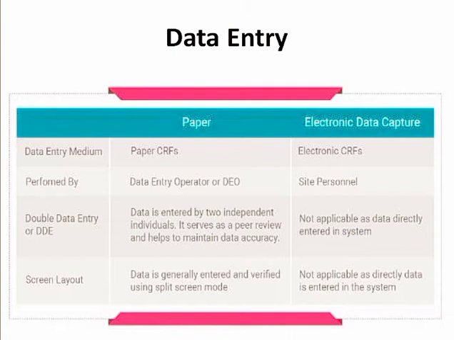Double data entry, or DDE: in paper format, the data is entered by two independent individuals. It serves as a peer review and helps to maintain data accuracy. In electronic data capture, it is not applicable, as data is directly entered in the system. In screen layout, in paper studies, data is generally entered and verified using split screen mode. And in electronic data capture, the screen layout may not be applicable as data is entered directly in the system.